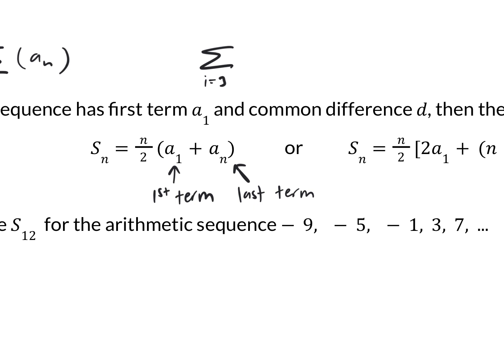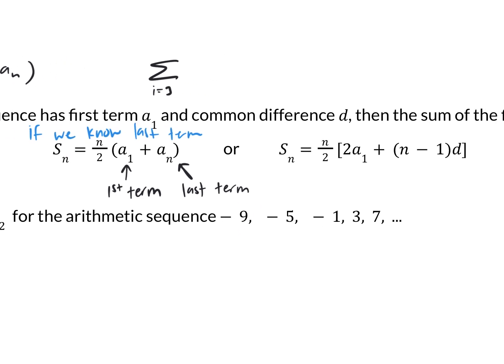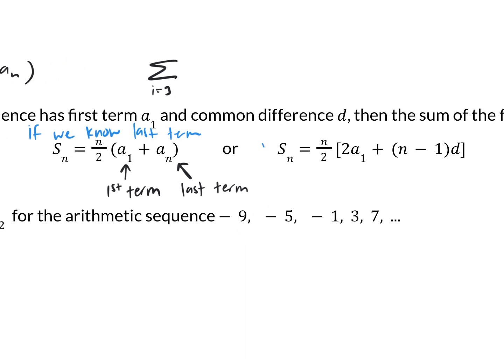That s denotes the sum of your total terms. And this first formula we're going to use if we know the first and the last term. Mostly just if we know the last term. Okay, if we don't know the last term, we're going to use the second formula, because all you need for the second formula is your first term, which is a sub 1, and your d, which is your difference. Okay?